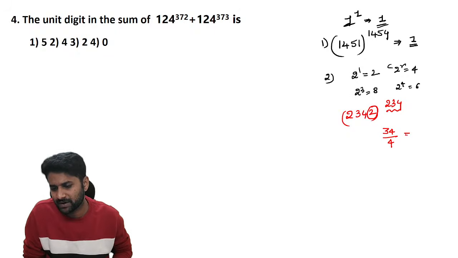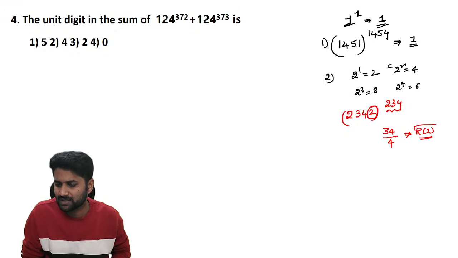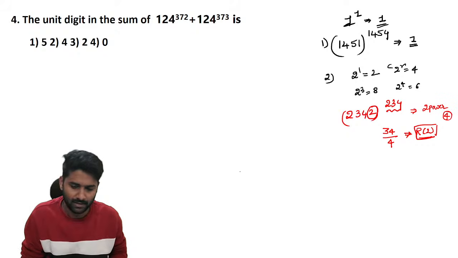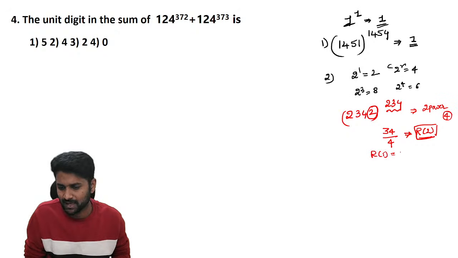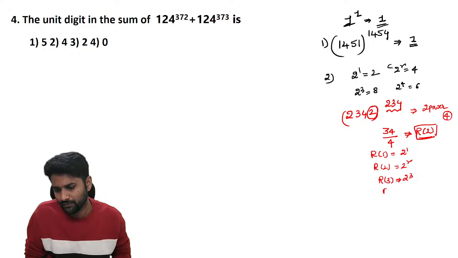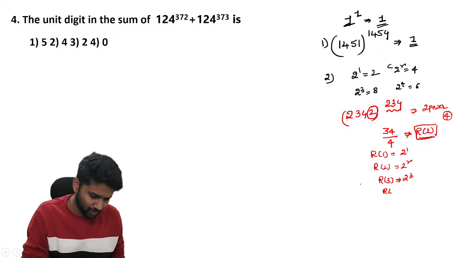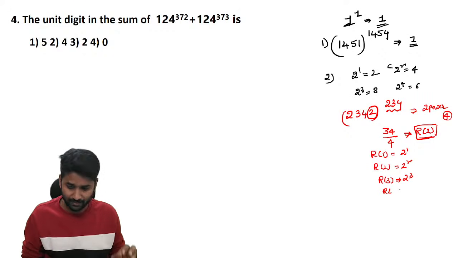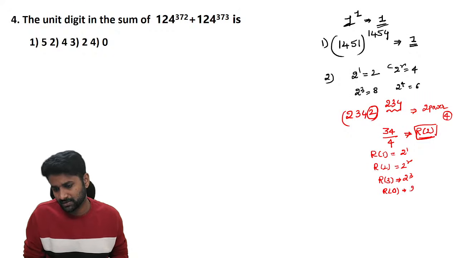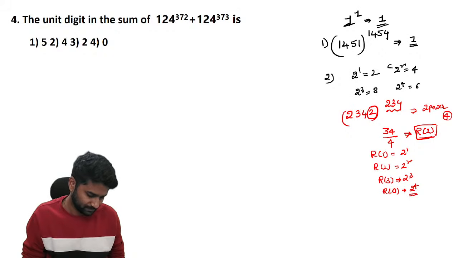If 34 is divided by 4, what is the remainder here? The remainder is 2. If the remainder is 2, then your answer is the second power value. So what is the second power value? It is 4. If you get remainder 1, then the answer is 2 power 1. If remainder is 2, your answer is 2 square. If remainder is 3, your answer is 2 cube. You never get 4 as a remainder when dividing by 4; you will get remainder 0. If you get 0, then your answer is 2 power 4.